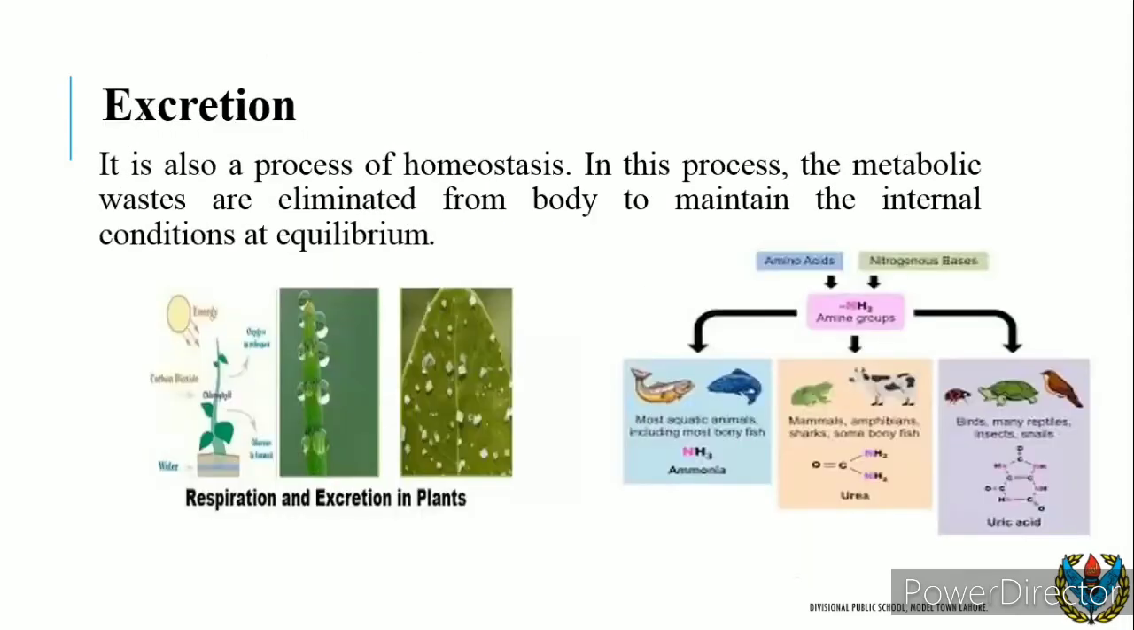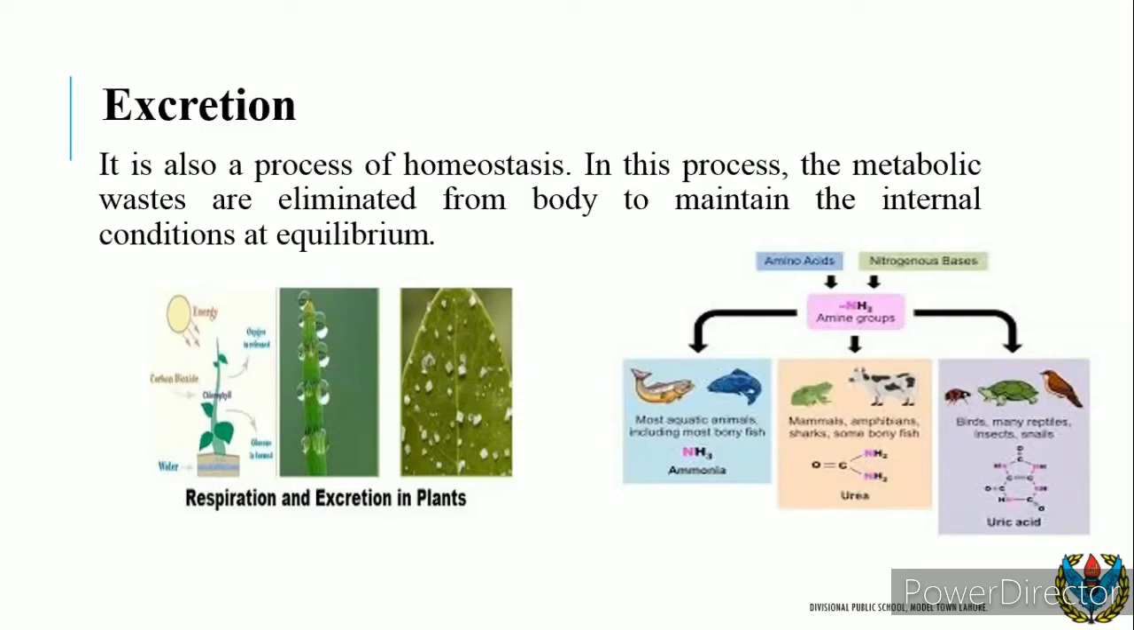Now the third process is excretion. What is excretion? It is also a process of homeostasis. In this process, metabolic waste is eliminated from the body to maintain the internal condition at equilibrium. This picture explains the process of excretion in plants as well as in animals.